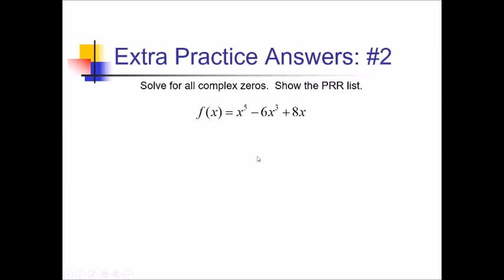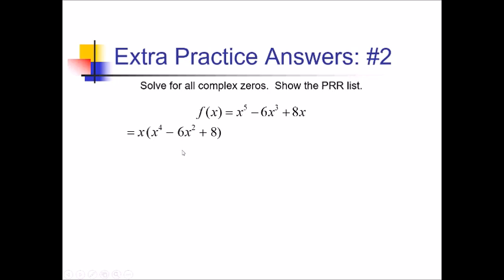On this problem, we're trying to solve for the complex zeros of this quintic 5th degree polynomial and show the possible rational roots list as well. So because we have 5th degree, we're expecting a total of 5 complex answers. So let's go ahead and find those. I can start before I even get my PRR list by factoring an x out of all of these. So let me do that to make my life a little bit easier. So that'll give me an x to the 4th minus 6x squared plus 8x.